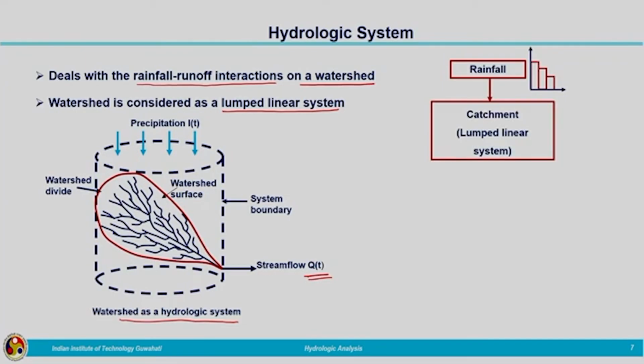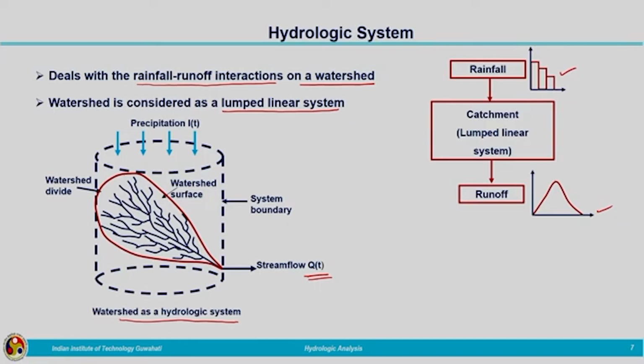The catchment is idealized as a lumped linear system, and we are getting the runoff at the outlet, which is represented by the hydrograph. The rainfall hydrograph is shown over here, and the output is the storm hydrograph, that we have already discussed in the previous module.